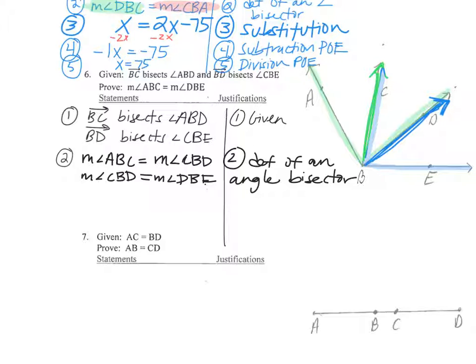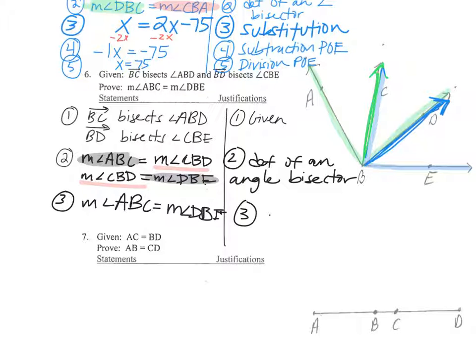Because you have the middle part the same, you can connect the first to the last. So your last line in this proof, yay, is what you're proving. The measure of angle ABC is equal to the measure of angle DBE because of the transitive property, which connects the first thing to the last thing. You're done.